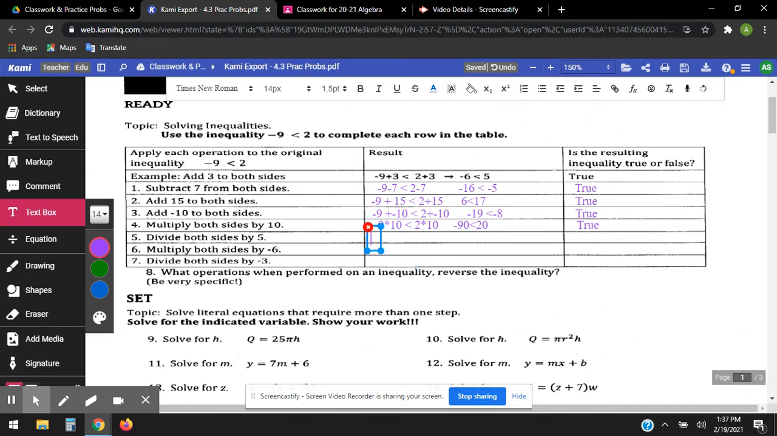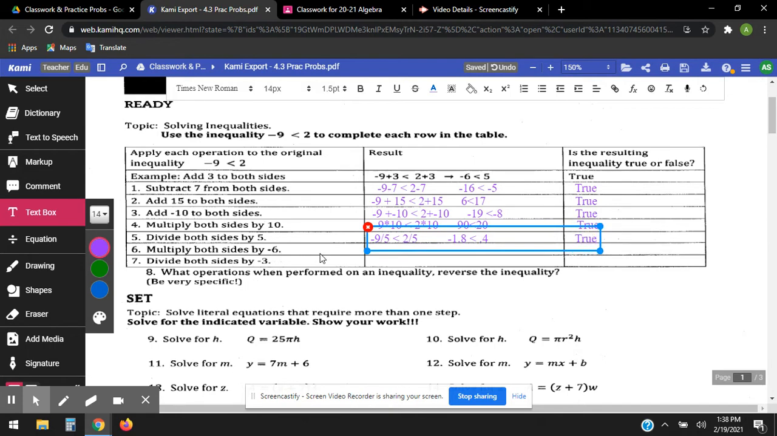This next one, divide both sides by 5. So -9 divided by 5, is it less than 2 divided by 5? Well, -9 divided by 5 is -1.8. Is that less than 2 divided by 5? Well, that's a positive number, so probably, but that's 0.4. So yes, 0.4 is bigger.